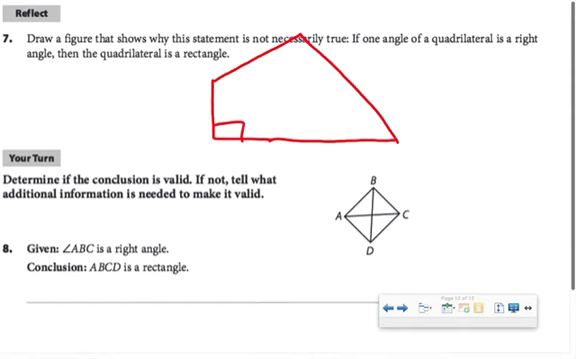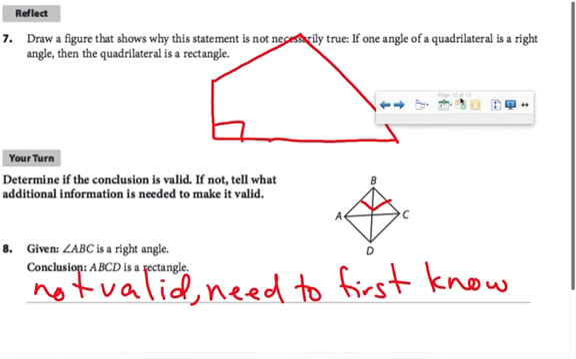Finally, in the last example in our video, we're once again asked to determine if this conclusion is valid. So it says I know that ABC is a right angle. And can I conclude that ABCD is a rectangle? No, not valid. We'd first need to know that ABCD is a parallelogram.